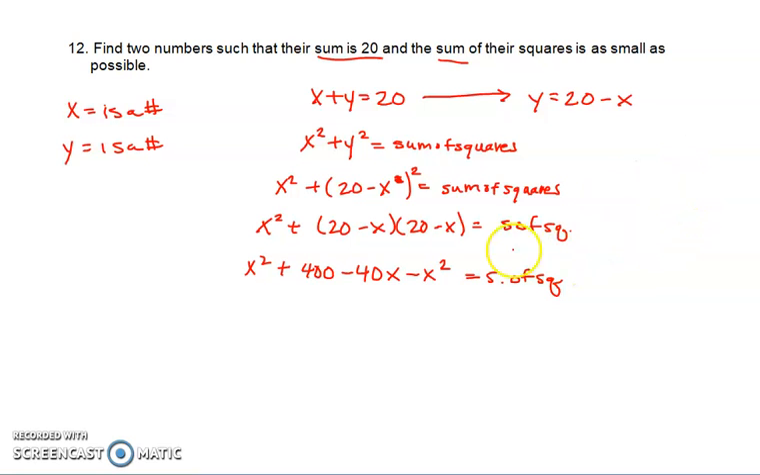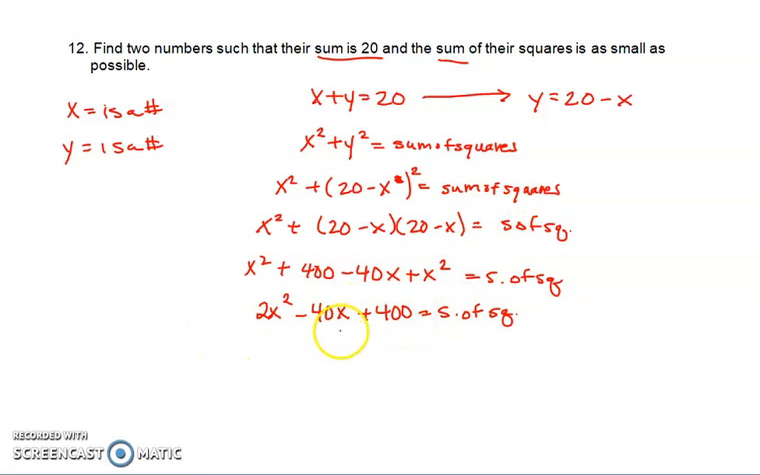Let's see. As I'm going through here, I'm like, okay, this should be a plus sign, double check. 400, negative 20, that's a positive x squared. So I actually turn out to have something in standard form: a positive 2x squared minus 40x plus 400 equals the smallest sum of the squares. Now, this is in standard form.